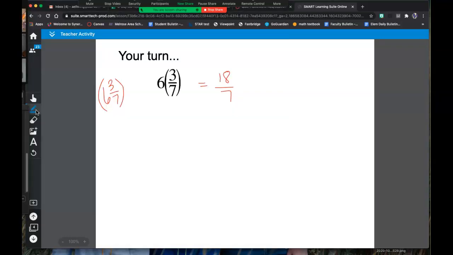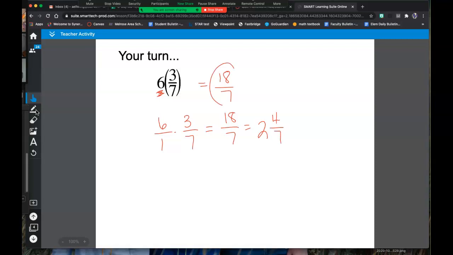When you see a number like this, where the 6 is right in front of the parentheses, that means you're multiplying. And so you're going to put 6 over 1 times 3 over 7, and then just multiply, which is 18 over 7. You can change that to an improper fraction if you wanted. 7 goes into 18 2 times. 7 times 2 is 14, and there would be 4 left over. So when you get to your homework, I would accept either one of those answers, either 18 over 7 or 2 4/7.